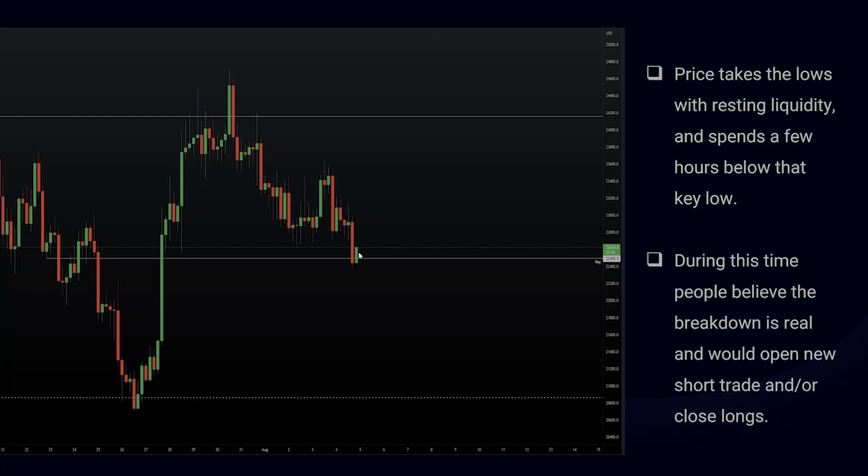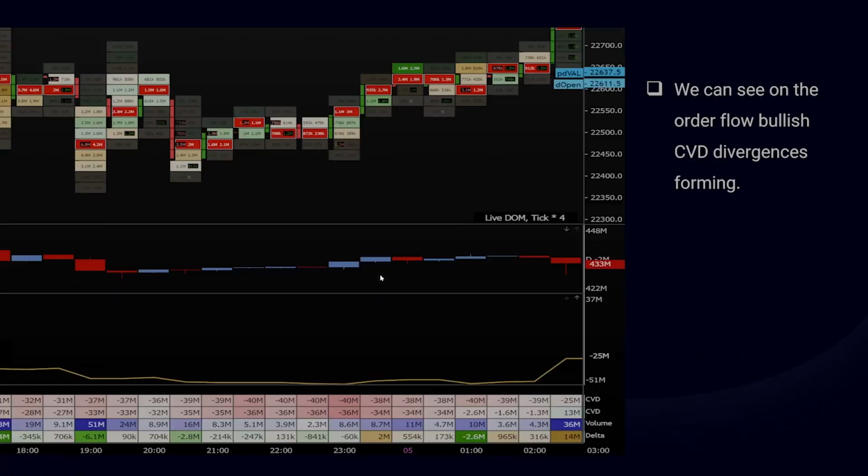During the time spent below this low, people believe the breakdown is real. You're looking for, once again, an increase in volume and open interest, where people are getting scared, closing their longs, opening shorts, and expecting the breakdown to occur. What we're waiting for is we're remaining patient. Upon taking the low and spending time, we're not taking a trade yet. We're waiting for the reclaim into the range above that previous low to confirm a failed auction.